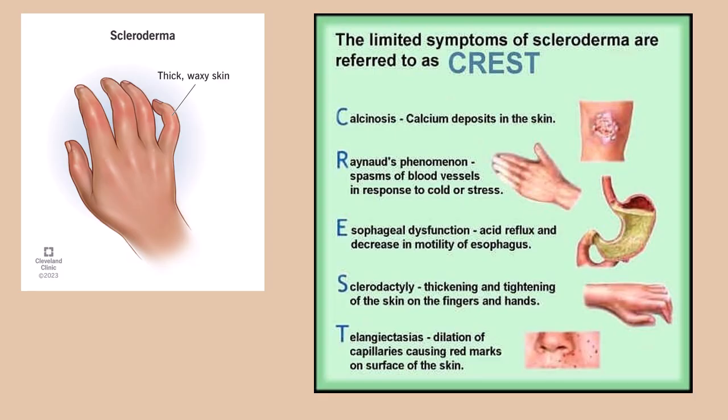All right, so this is an example of that thick, waxy skin that comes with that fibrotic tissue. And then CREST syndrome, it's for the acronym CREST. C is for calcinosis, which is the calcium deposits on the skin. R is Raynaud's phenomenon, which we had talked about. E is esophageal dysfunction, which would be acid reflux, and decreased motility, like I had said. S is sclerodactyly, thickening and tightening of the skin on the fingers and hands, making it harder to move. And T is telangiectasia, where they might have dilation of the capillaries, causing red marks on the surface of the skin.